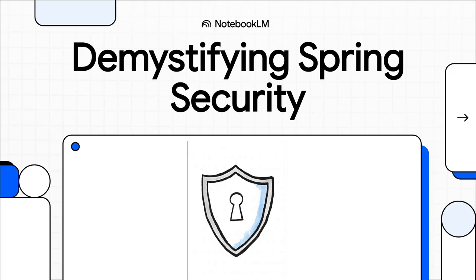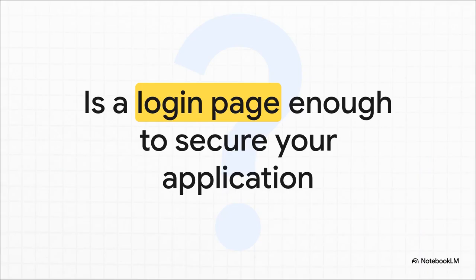It's easy to think that if your app has a login page, you're all set, you're safe. But what if I told you that a simple login is really just the welcome mat in front of a house with all its doors and windows thrown wide open? So let's just ask that question right out of the gate. Is that login page really enough to secure your application?